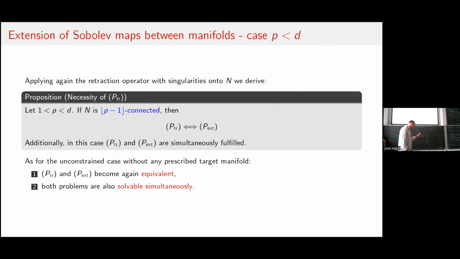For the reason that if your target manifold is p minus 1 connected, this problem becomes again independent of the topology of the target manifold N. So it decouples from the topology of N, everything happens again in the ambient space of your target manifold. So you cannot distinguish once again extending to the outside or the inside. Neither of those poses a problem for you. So both problems are equivalent again.